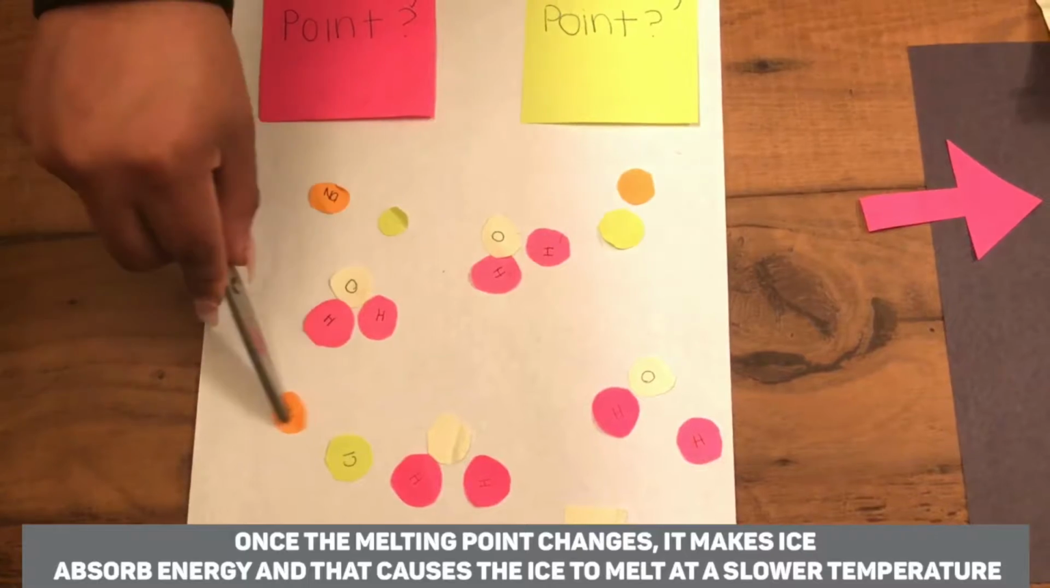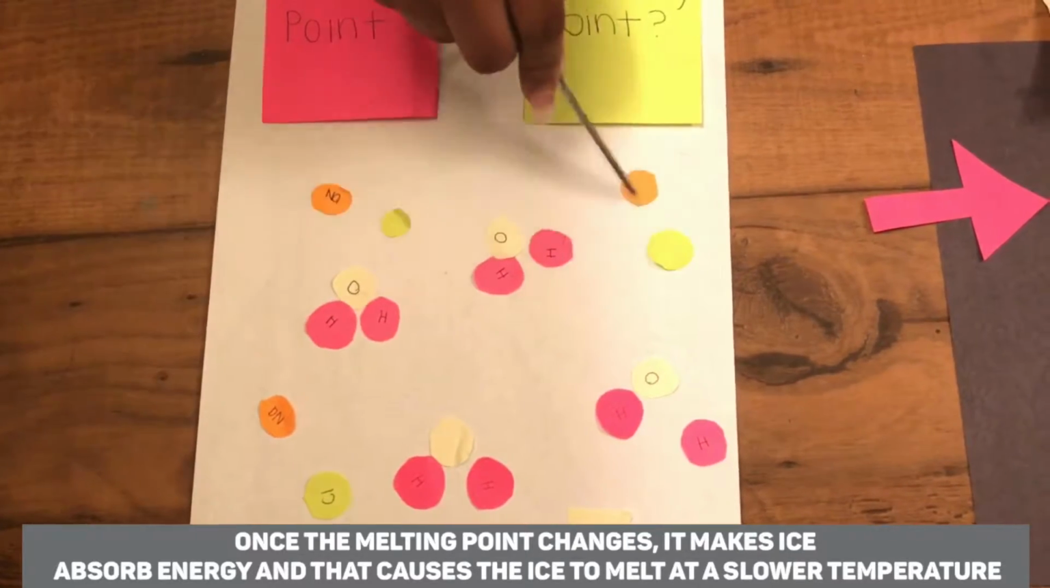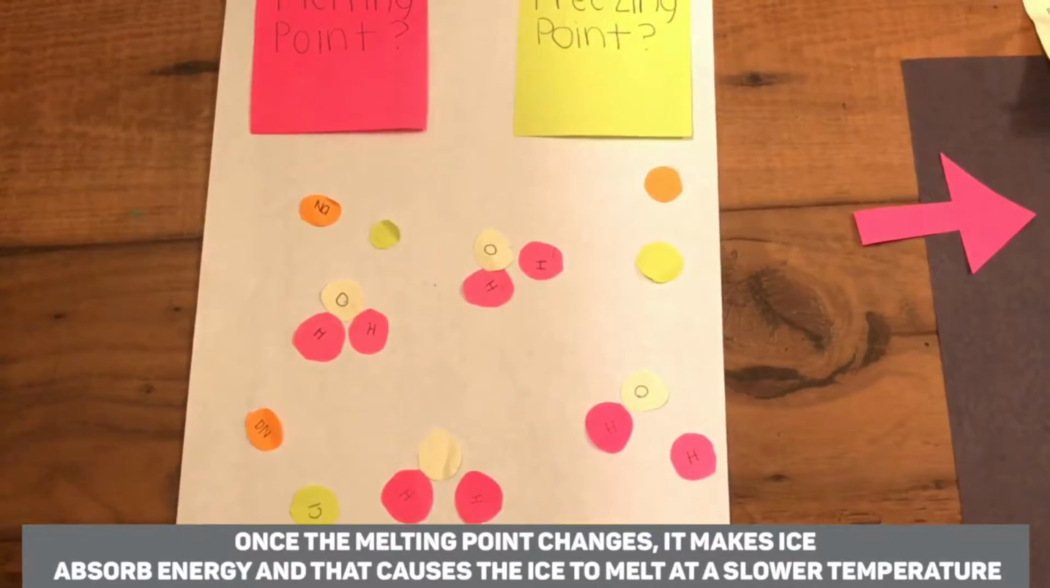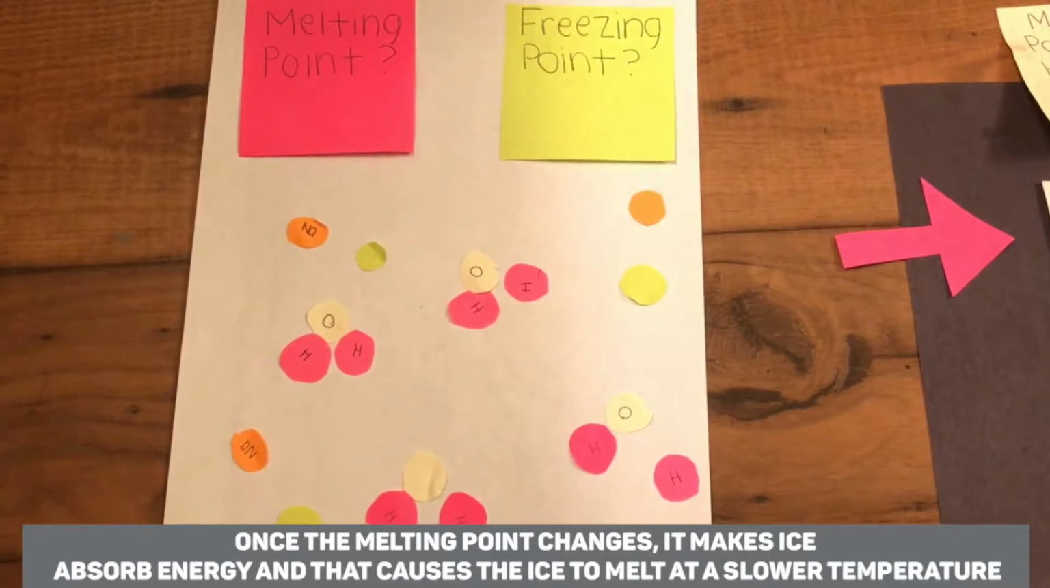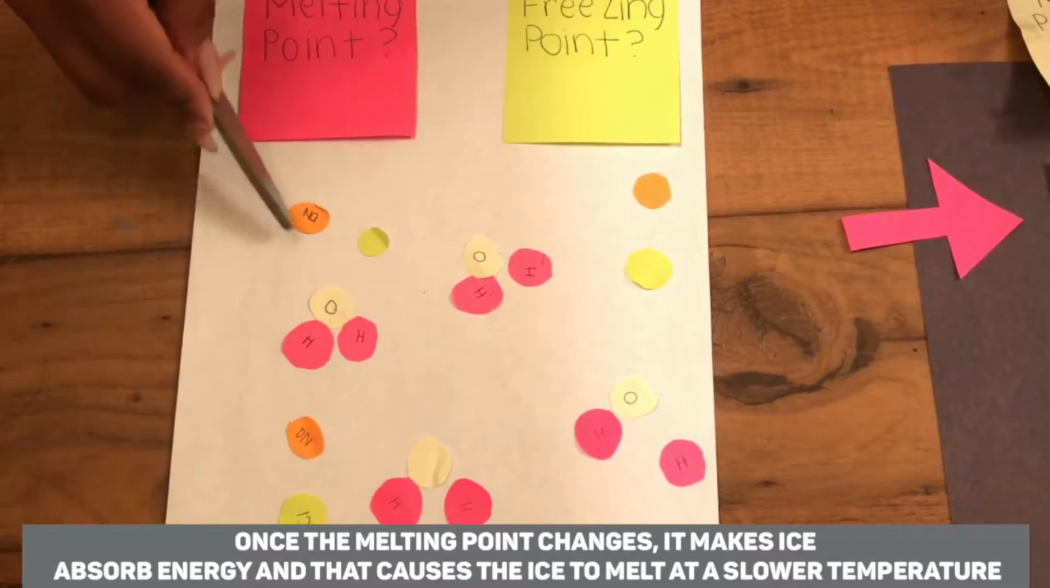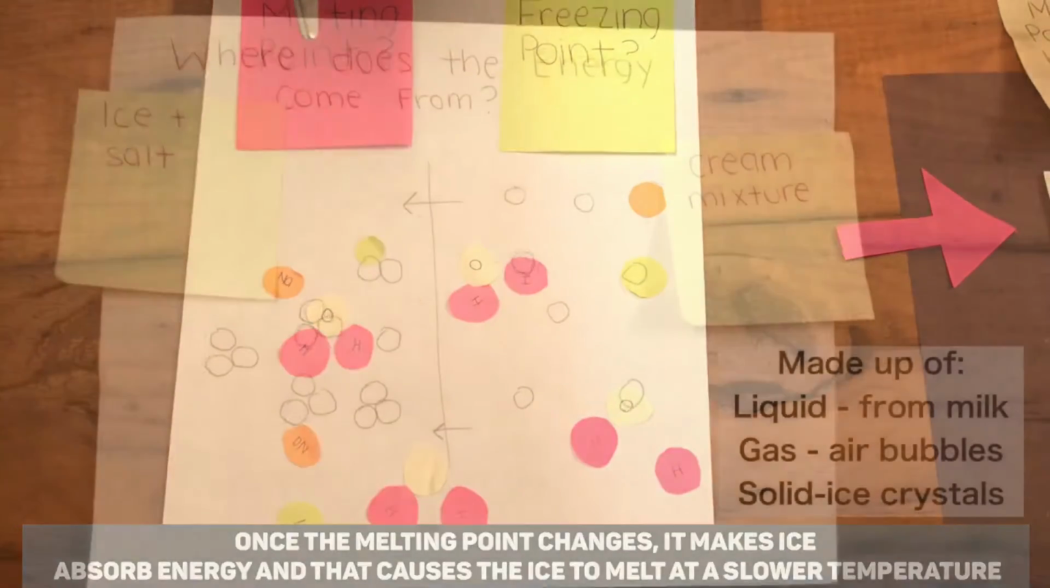When salt, or sodium chloride, is added, it separates into its own ions. Those ions make our ice freeze. The more salt that is added affects the freezing and melting point of the ice.